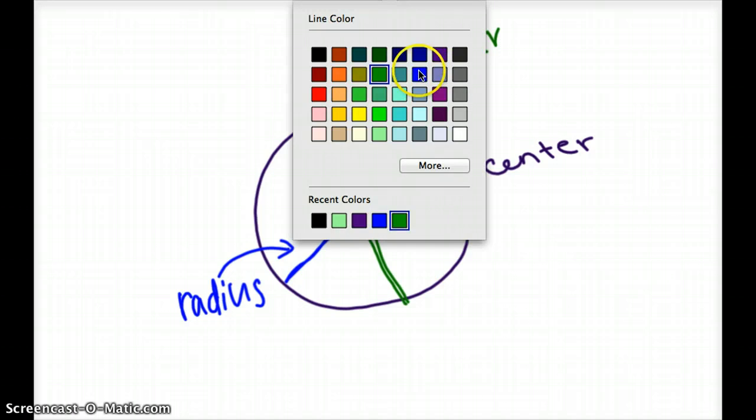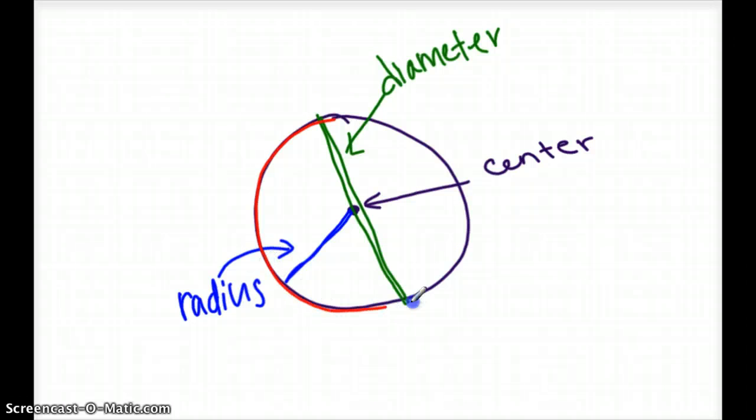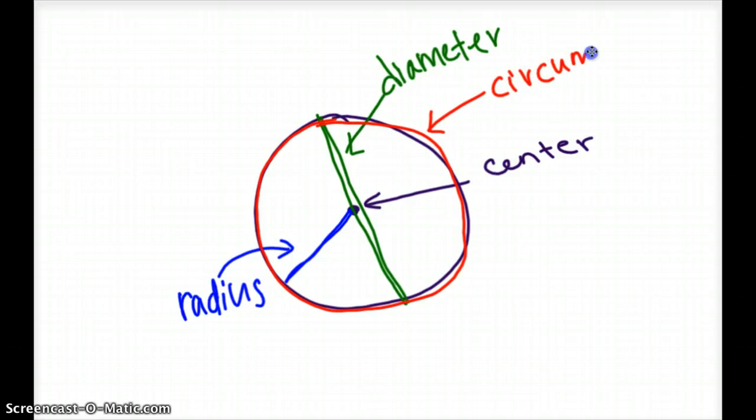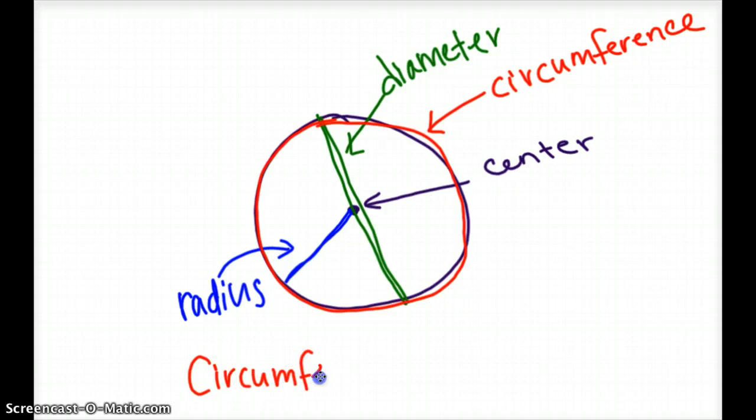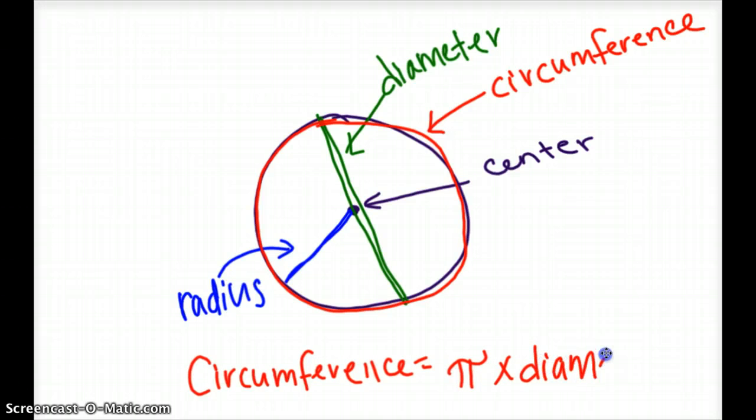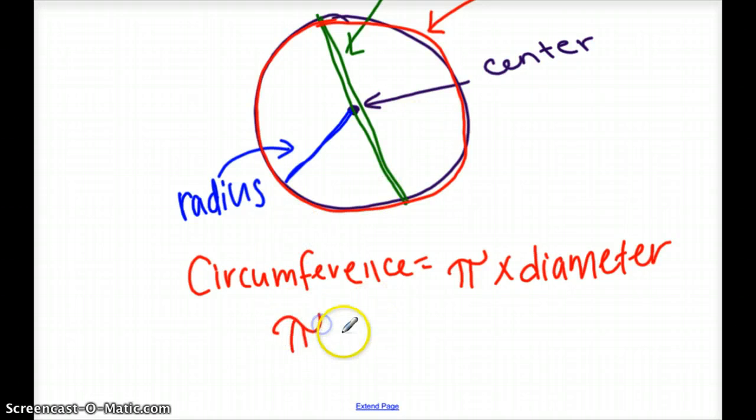And the outside edge, let's go with red. This outside edge here is called the circumference. And a reminder, to find circumference, circumference equals pi times diameter. And we know that pi equals approximately 3.14.